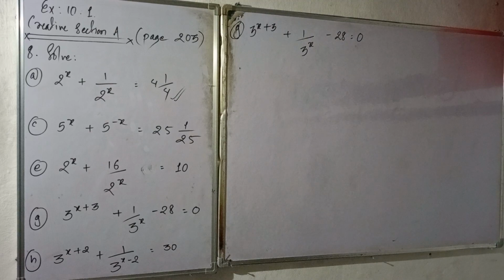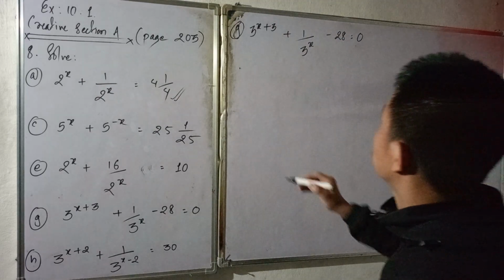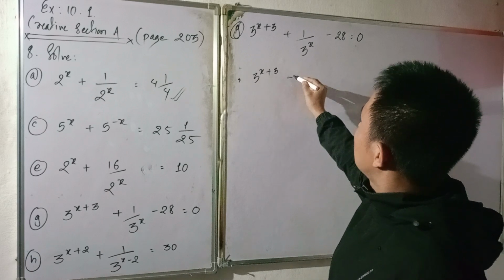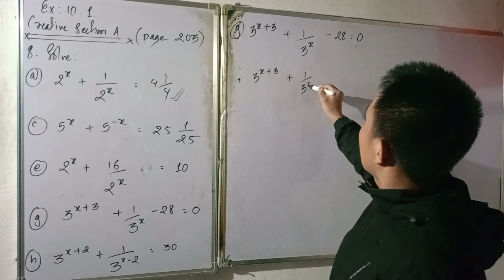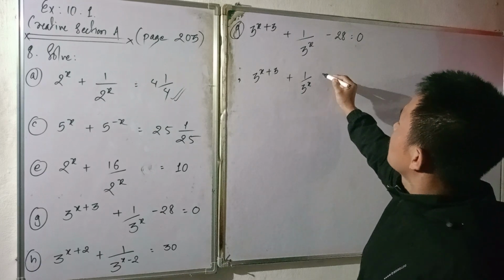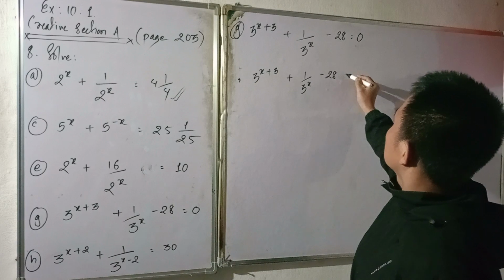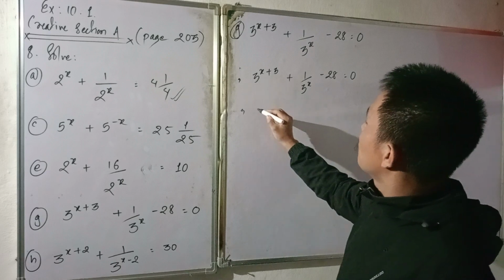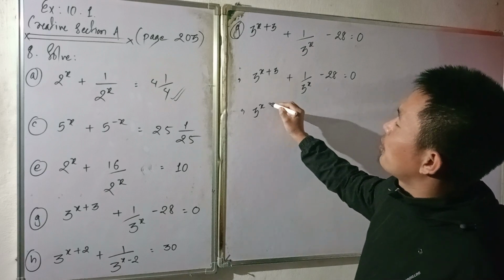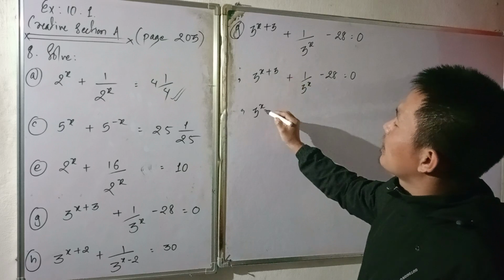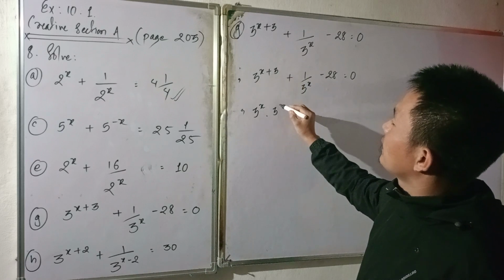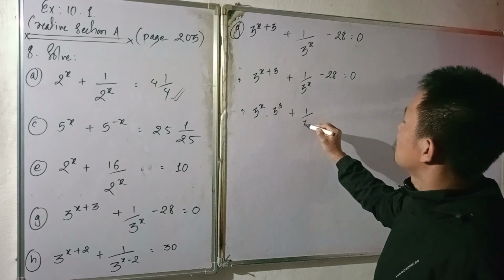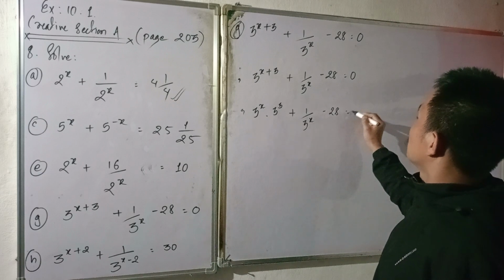Now see number z. In number z you can see 3 power x plus 3, as it is, plus 1 by 3 power x. Now this minus 28, you just write minus 28, it doesn't matter. I forgot to do one thing. Try to break this down. The 3 power x plus 3 can be written as 3 power x dot 3 power 3. This dot means multiplication sign. So 3 power x minus 28 is equal to 0.